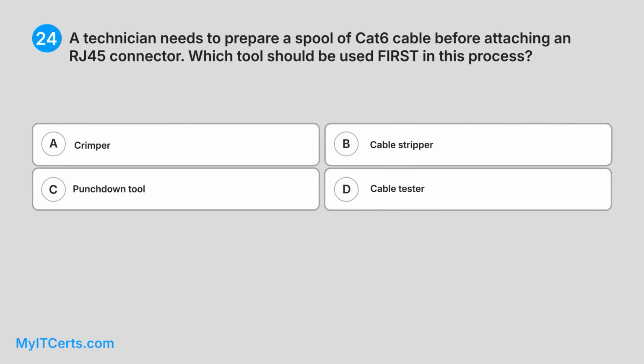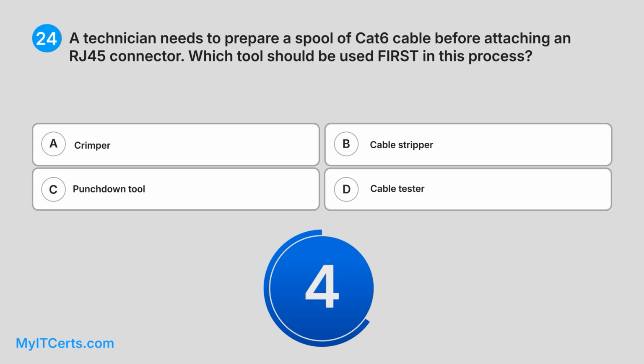24. A technician needs to prepare a spool of Cat6 cable before attaching an RJ45 connector. Which tool should be used first in this process? A. Crimper. B. Cable stripper. C. Punch-down tool. D. Cable tester. Do you know the answer?